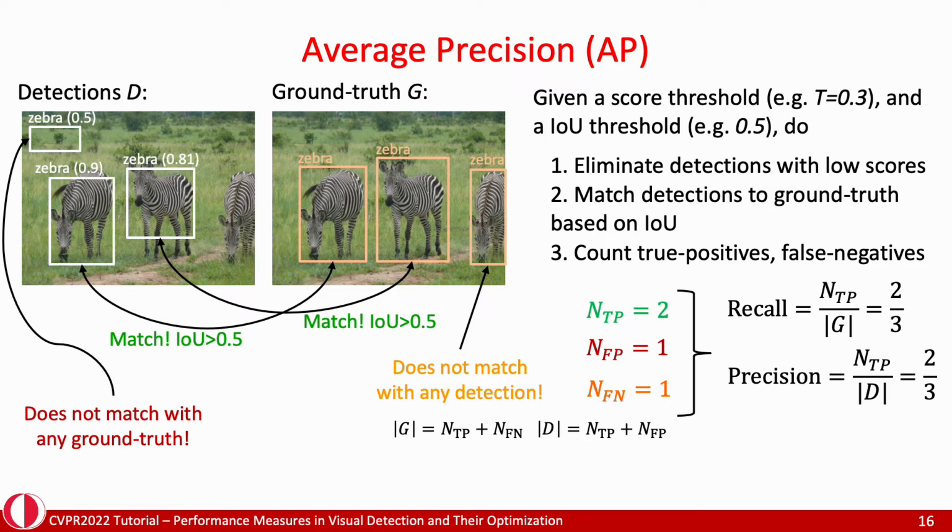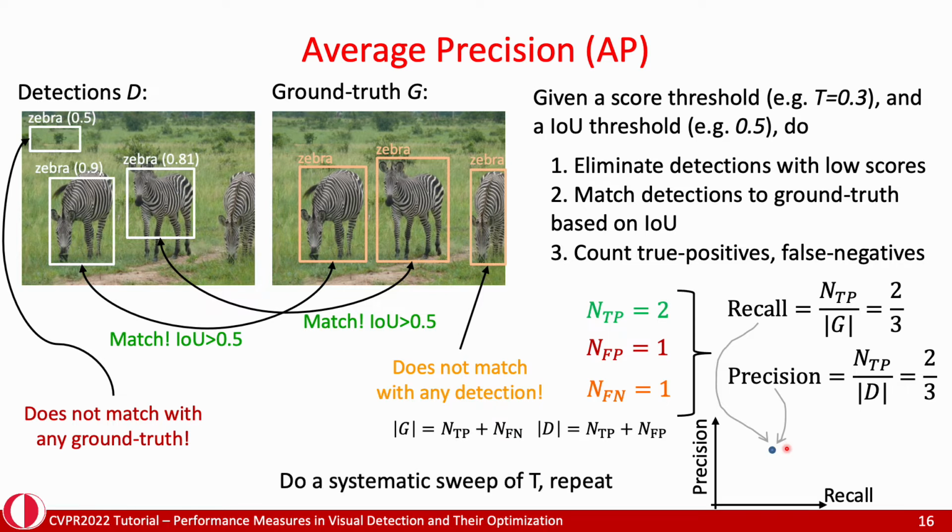These two numbers together give us a single data point in the recall precision curve, as shown here. We just obtained a single data point in this curve. Now, if we do a systematic sweep of the threshold value for t and repeat these 3 steps we just described, we will obtain more points in the recall precision curve, and then our plot would be complete.